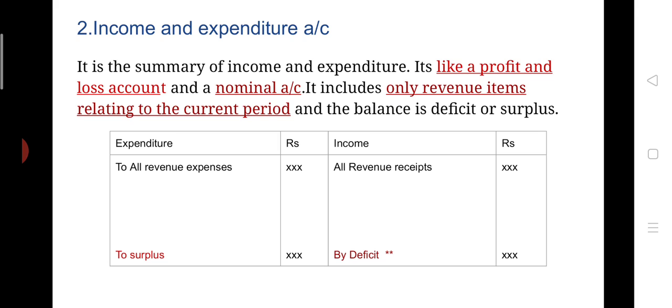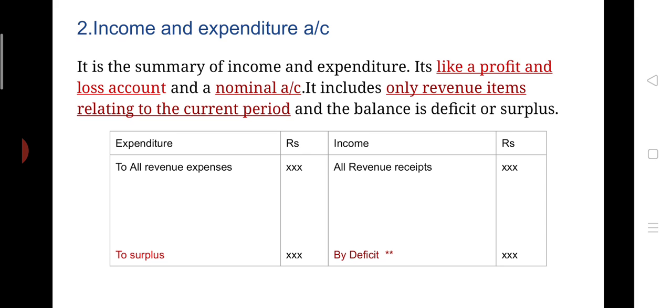Now let us go to the income and expenditure account. That is the second one. Now you see, the income and expenditure account is just like a profit and loss account. You have prepared that last year, so it is going to be a lot easier. It is an example of a nominal account. Why nominal account? Because it deals with all the expenses and the income.